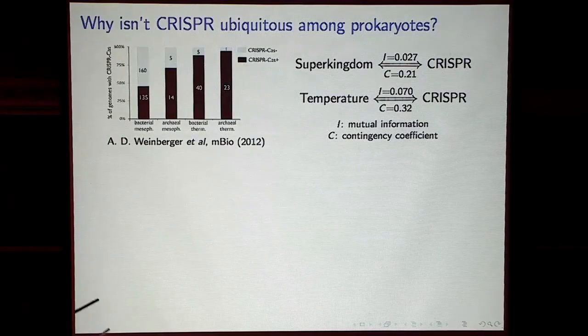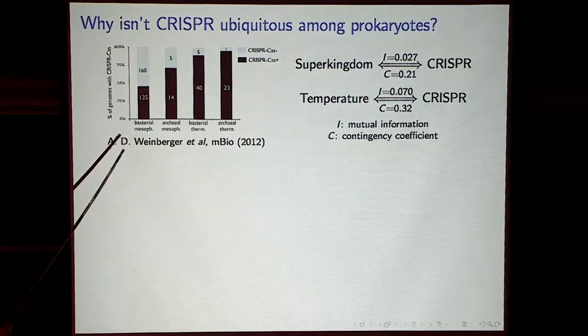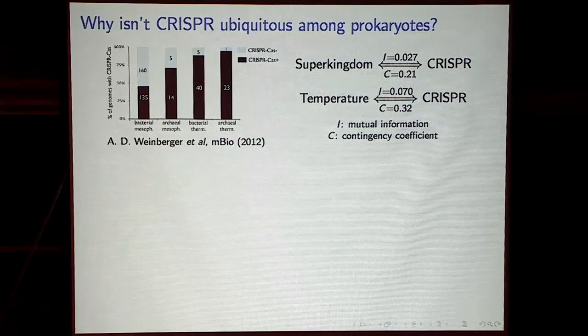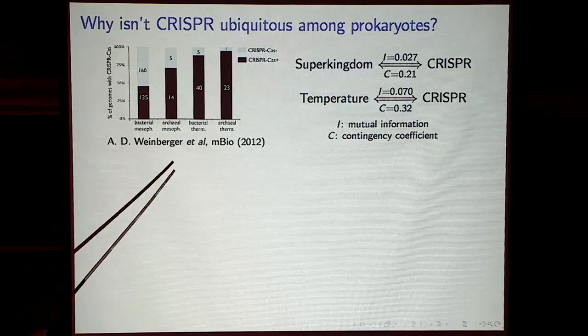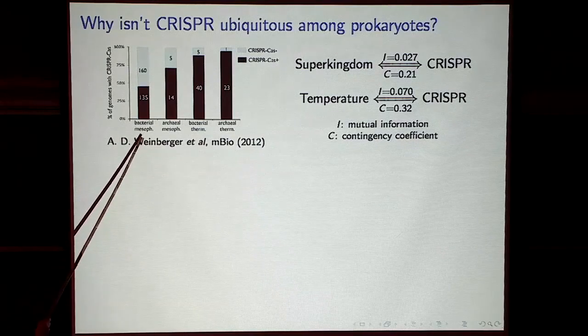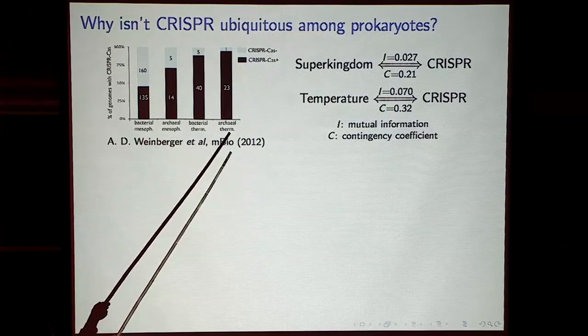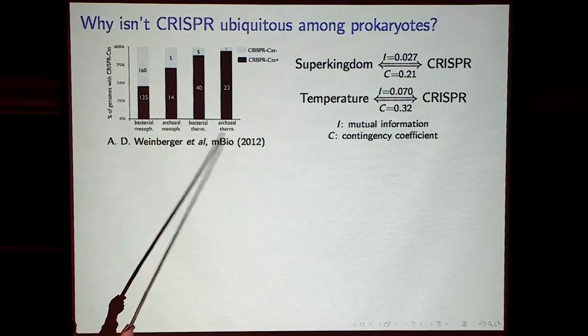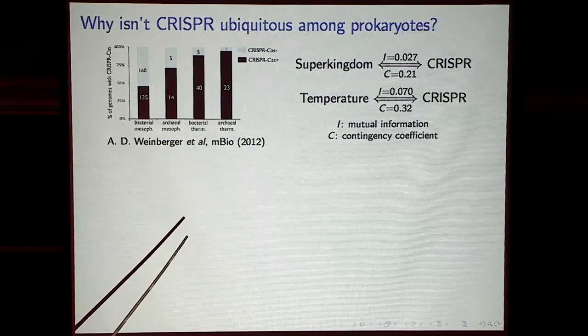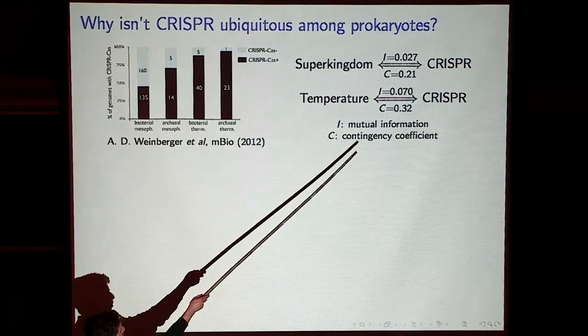It's clear that CRISPR provides certain benefits to the prokaryotes that carry it. It's a bit surprising that it's not ubiquitous. Although it's pretty widespread, it's not ubiquitous. And here is some data from our recent paper in MBio, which models the system. Among that, there's some analysis of CRISPR prevalence in a small group of bacteria and archaea, and it's clear that even though the superkingdom, whether it's bacteria or archaea, or temperature, have some information content in determining whether there's CRISPR or not, there's a strong element of stochasticity, although the temperature is a better correlate with the prevalence of CRISPR.